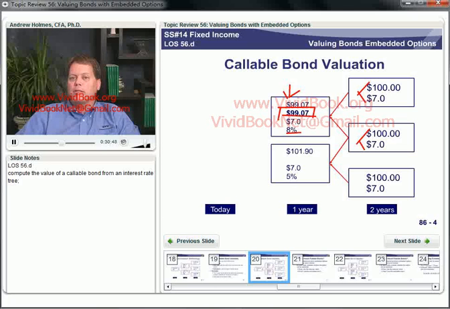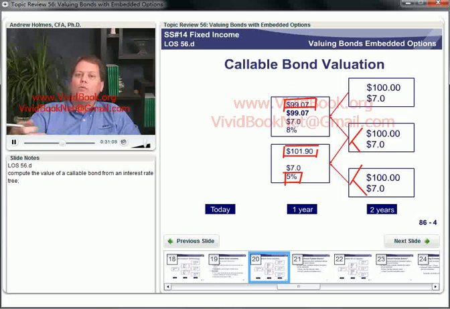You've got a 50% chance of 107, a 50% chance of 107. We're going to discount that back at 5%, and we get 101.90. Okay, here's the question you have to ask yourself. If we calculate a value of 99.07, will the firm exercise their option to buy this bond back at 100? Well, no, they won't. They have the right to buy it at 100 if they want to, but if they want to retire the bonds, they're not going to pay 100. They'll go in the market and buy them at 99.07.